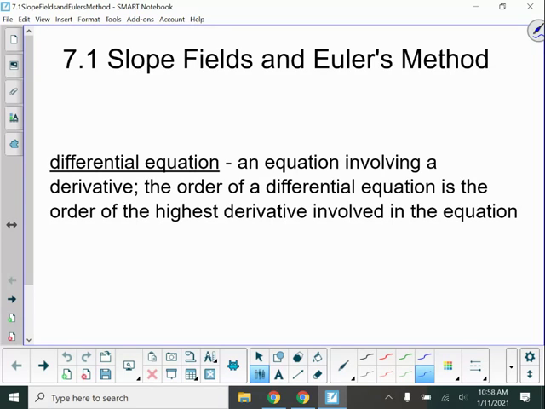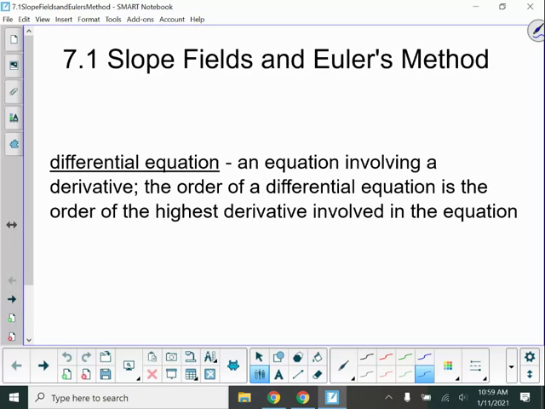Lesson for 7.1, slope fields and Euler's method. And Euler's method is not on the AB exam for AP Calculus, so that is something that we are going to be skipping. So you may see some of the things dealing with Euler's method if you watch the video that goes along with the textbook, but I will not be covering that in my lesson.